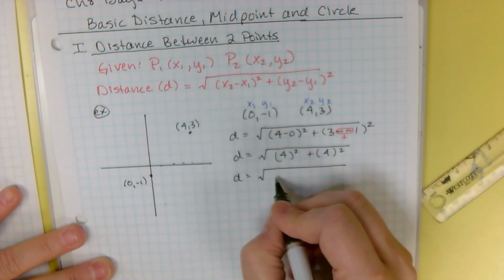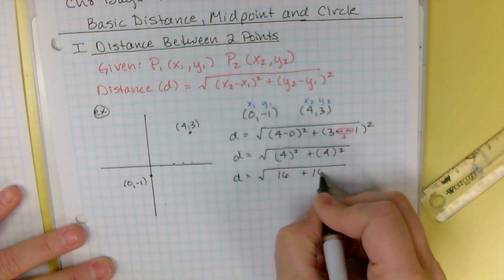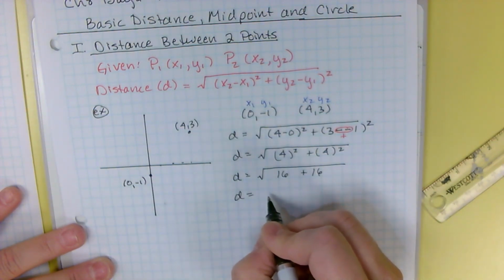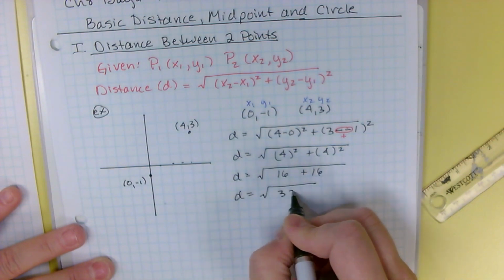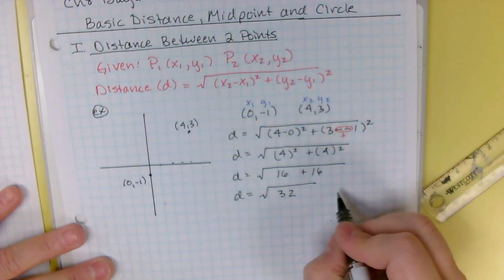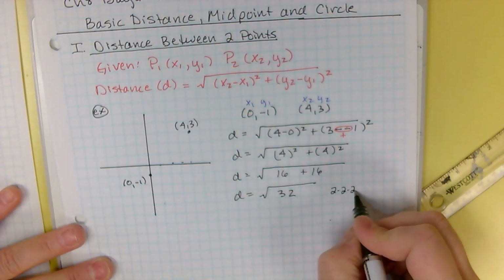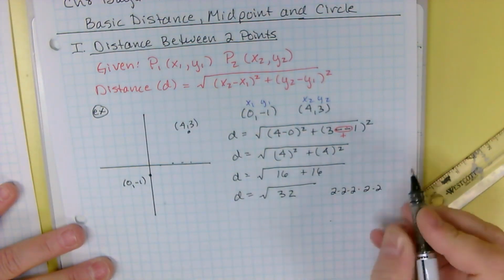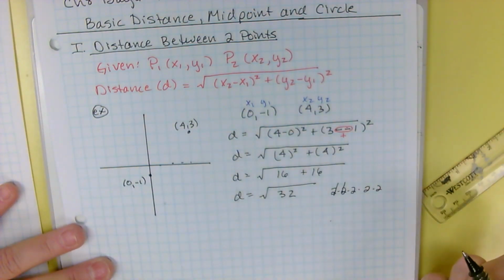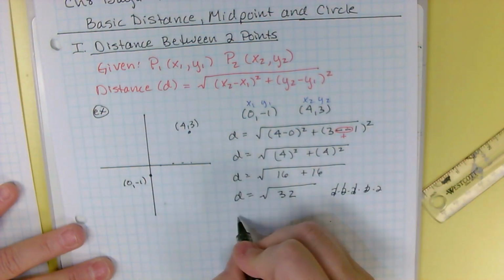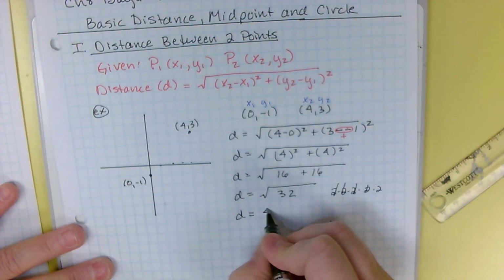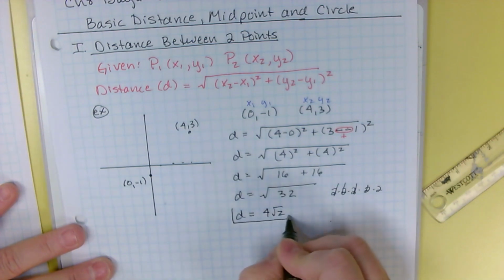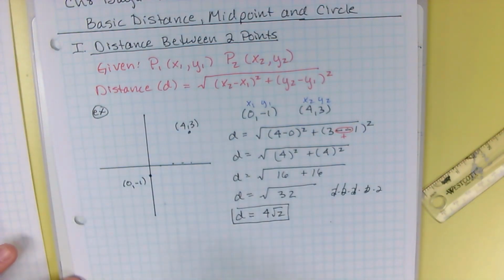Now do the exponent. 4 squared is 16. And 16 plus 16 is 32. 32 is 8 times 4. So 2, 2, 2 for the 8. 2, 2 for the 4. 2 2's, 1 comes out. 2 2's, 1 comes out. You get 4 radical 2 as your distance.